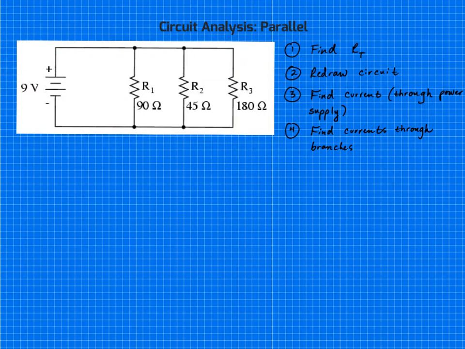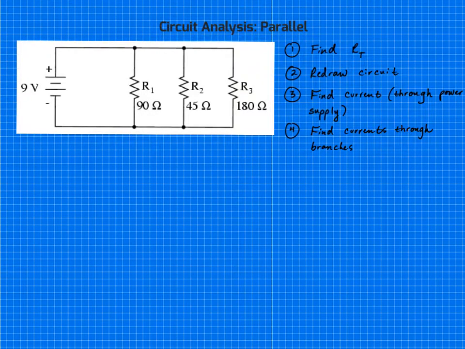All right, so moving on from series to parallel, I have some basic steps here. Now, the first two are very similar to series. So we're going to find the total or equivalent resistance first, and then we're going to redraw that circuit. From there, things go a little bit differently. With that redrawn circuit, we're going to be finding the current, specifically the current through the power supply.